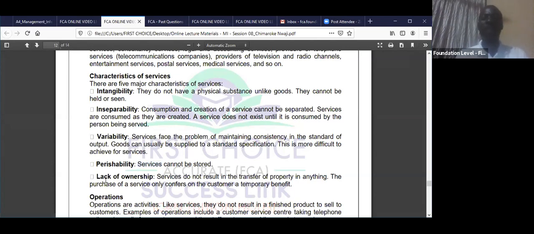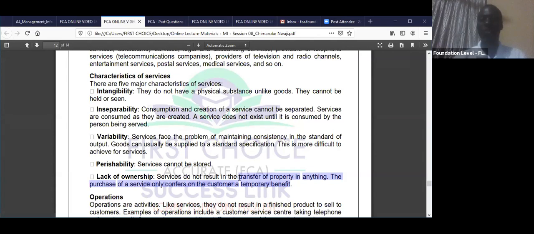Now, lack of ownership. There is no transfer of property in anything. The service is only being rendered. There is no property transfer of anything. For example, I cannot claim to be the owner of this knowledge, that I have ownership rights over it. I have known it, and I have transferred it to you.